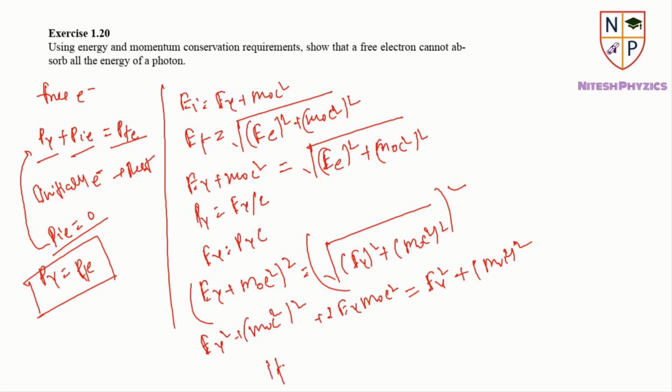The above last expression shows that energy conservation is only satisfied if 2 E gamma m naught c square is equal to 0. So for this, either E gamma, the energy of the photon, must be 0, or m naught, the mass of the electron, must be 0. So either E gamma or m naught must equal 0. Therefore, the conservation of linear momentum and the conservation of energy are not both satisfied by a free electron absorbing the photon. So the free electron cannot absorb a photon.